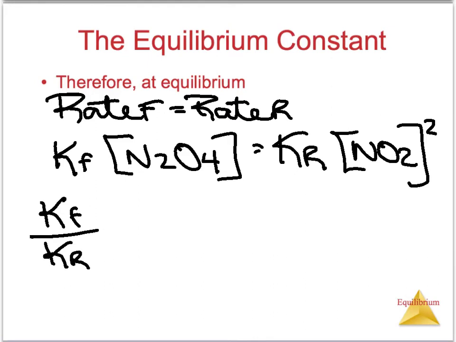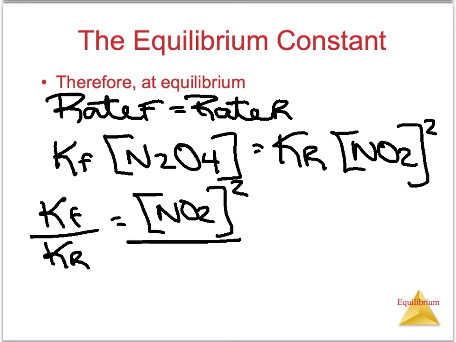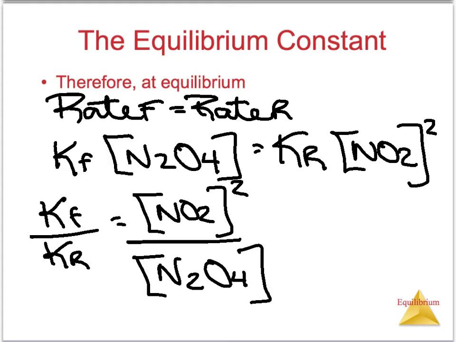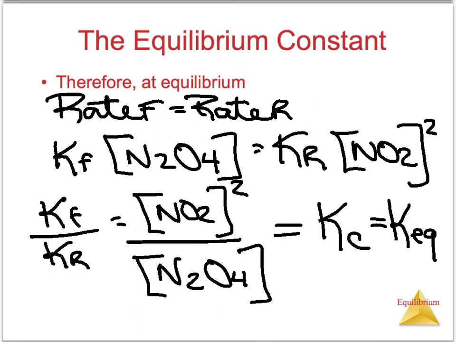Now if we solve for Kf over Kr, then we'll have this equation here, and what you'll notice is the products are on top. And the reason we're doing this is because Kf over Kr actually equals Kc. And that's what the equilibrium constant is, Kc. Kc in some textbooks is also written as Keq. So we've now derived the equilibrium constant.